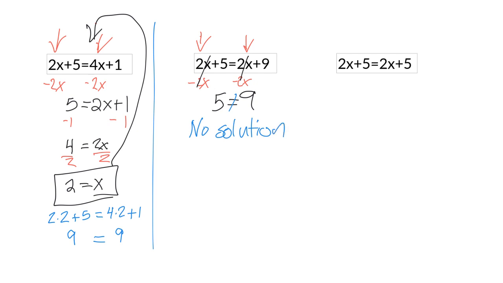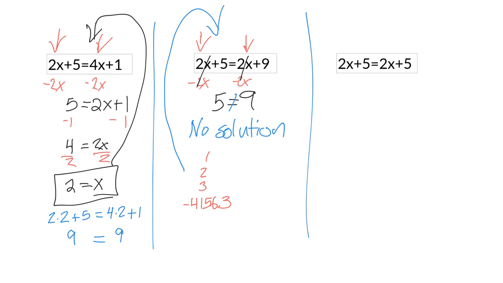That means every number in the world that we try. We could try 1, we could try 2, we could try 3, we could try negative 4,156 and 3/10. It doesn't matter. When we take these and plug them in, it will never work out. So this no solution just means there's no number in the world that I can plug in that will ever make it true. And now we get to this last type of problem.